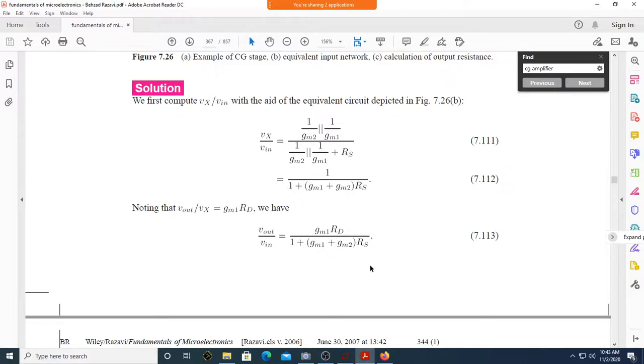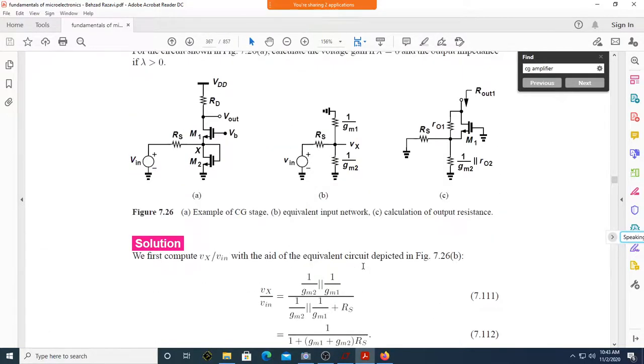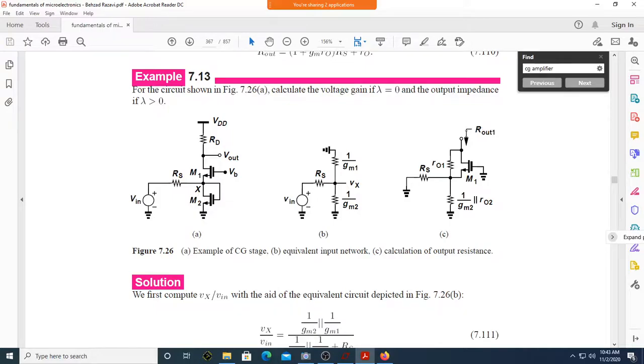Correct? What is Rout? That is interesting. Looking up here, can you see what is Rout? See, how do you find Rout? Will you be grounding this Vin? So when you ground it, will it be only Rs? What is looking down here? Is it not 1 over gm2 in parallel with ro2?